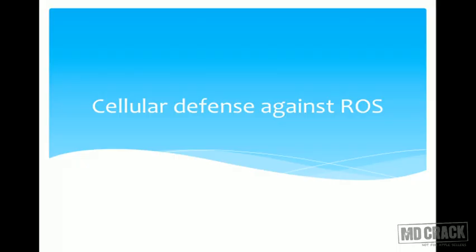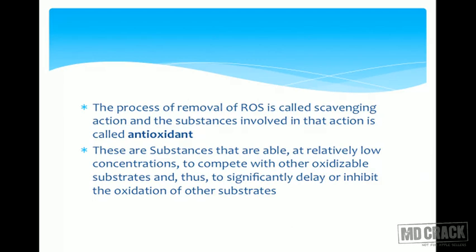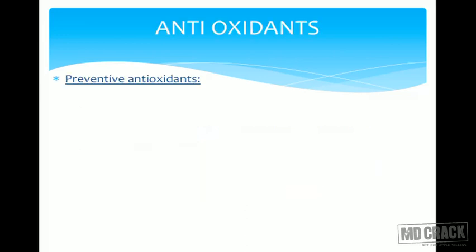So what are the cellular defenses against reactive oxygen species? This process by which ROS are removed, or scavenged, and the substances which help in the scavenging and removal of these free radicals are called antioxidants. These are substances which at very low concentrations are able to compete with other oxidizable substances, and they inhibit the oxidation of other substances. Basically, antioxidants are opposite to free radicals. Antioxidants are good for us. So let us look at the antioxidants.